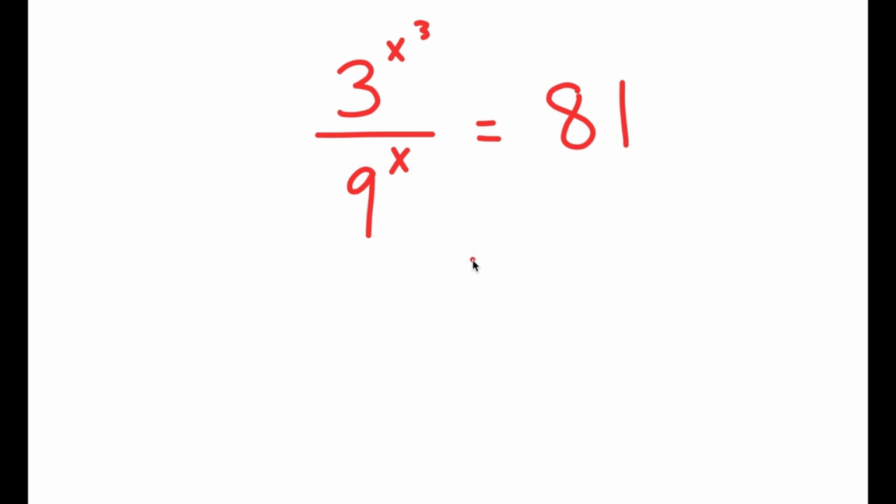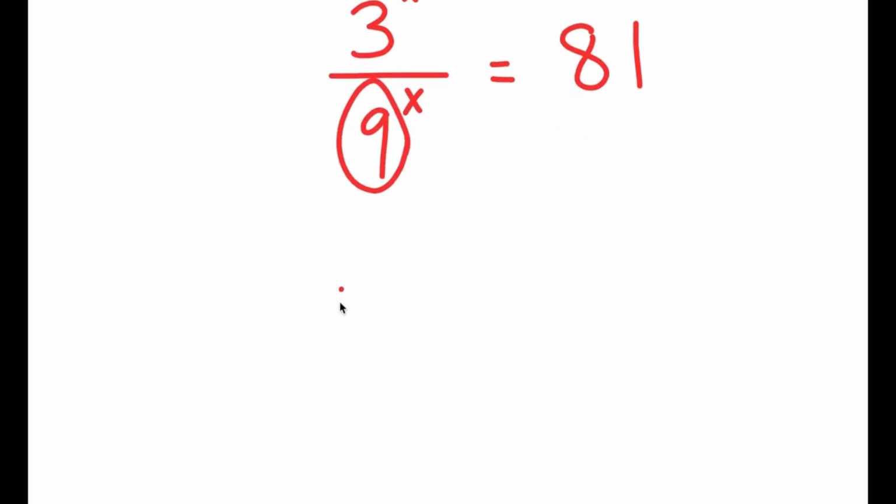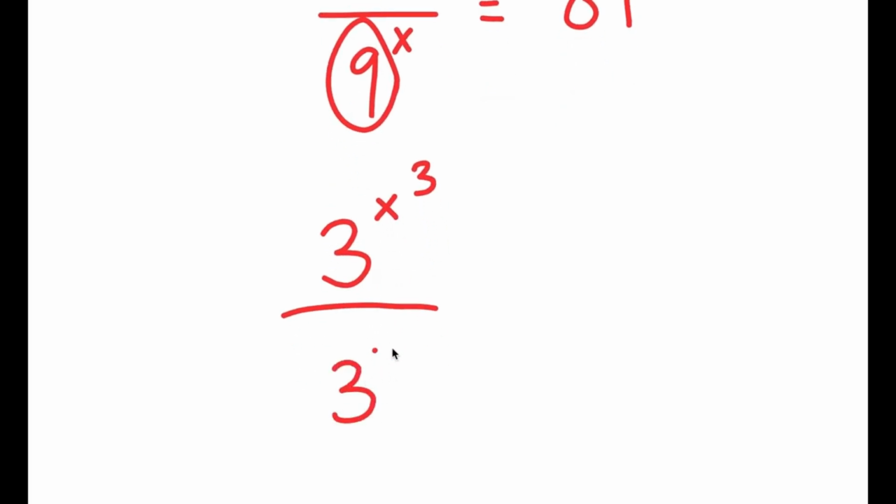Alright, so in this equation, I have 3 to the power of x to the power of 3 over 9 to the power of x is equal to 81. So, to solve this, I'm going to first write 9 as 3 squared. So I get 3 to the power of x to the power of 3 over 3 squared to the power of x is equal to 81.